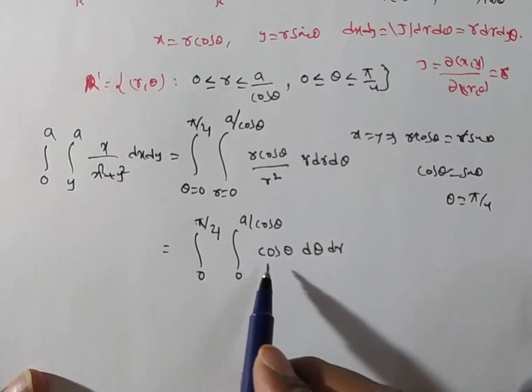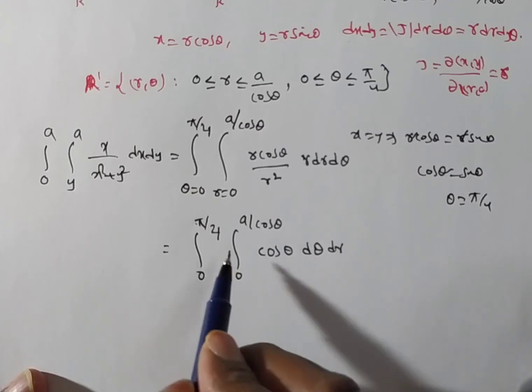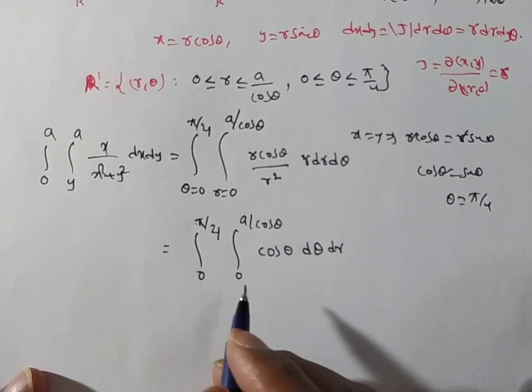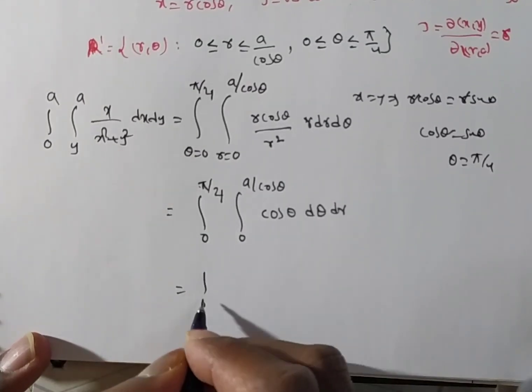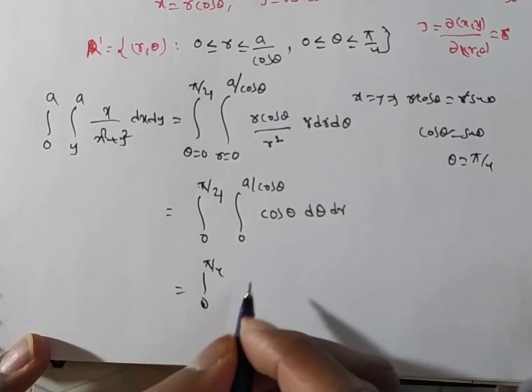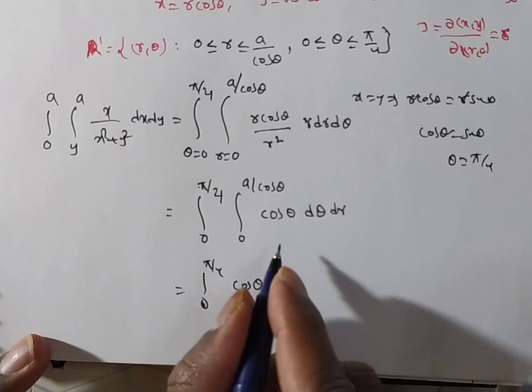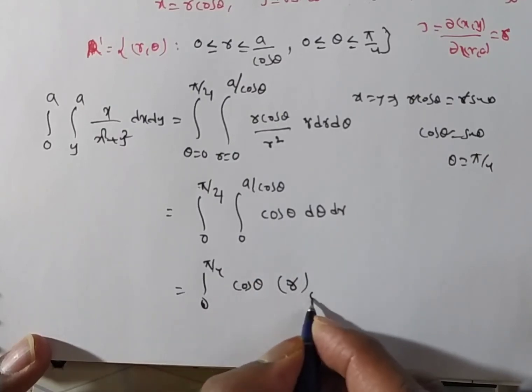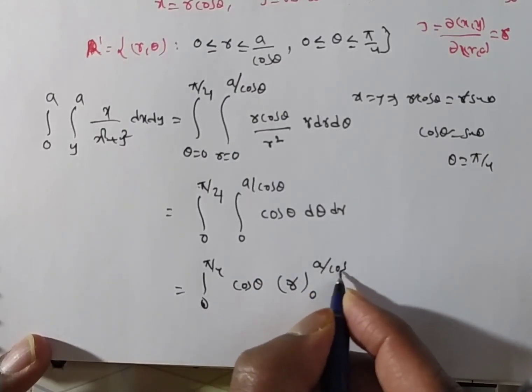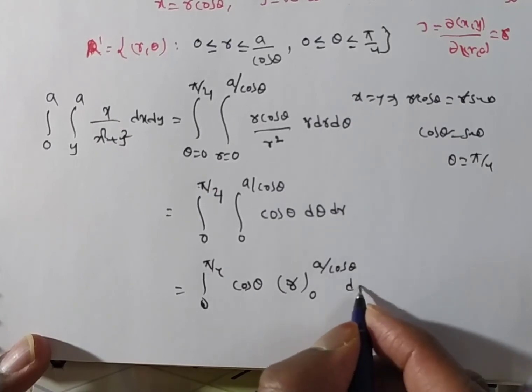Right. First I am integrating with respect to what? r only, because it is dependent on theta. So first integrate with respect to r. Then you will have integral from 0 to pi by 4. If you integrate with respect to r, cos theta is independent only. So the integration with respect to r means r limits from 0 to a by cos theta, into d theta.